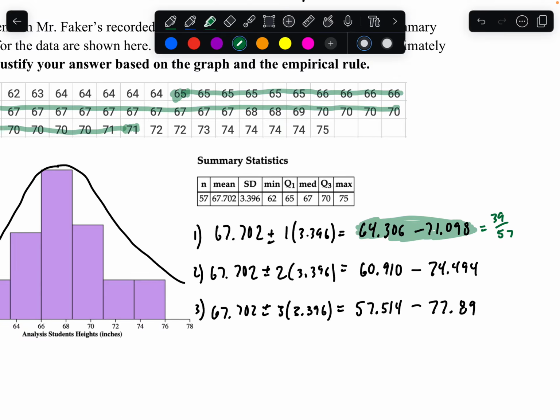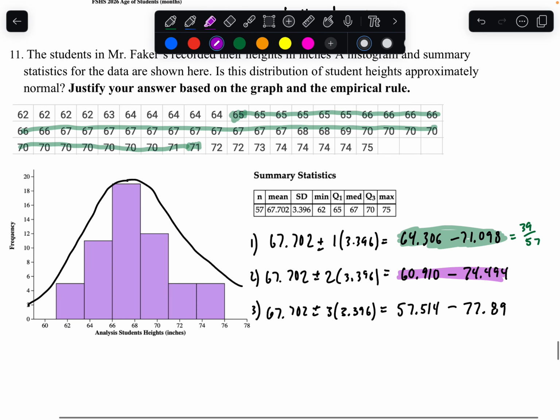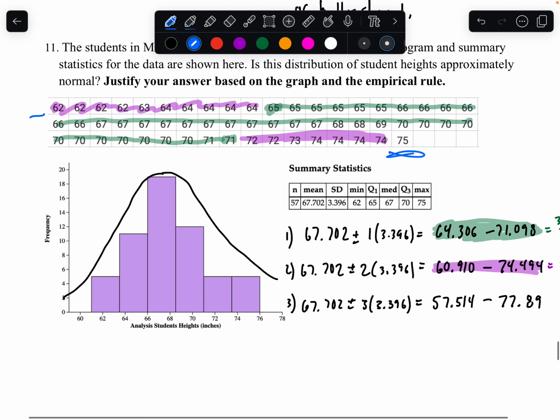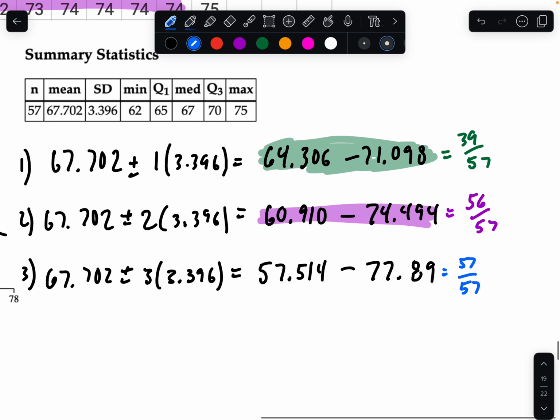And I want to do a similar thing with the next interval. So I want to figure out what percent of students fall on here. So bigger than 60.9, which all of these students are. Less than 74.4, which is going to be here. So everybody but 1. So that would get me down to 56 out of 57. And the last interval from 57 to 77. So everybody's shorter than 77 inches, everybody's taller than 57 inches, so that's everybody there. And so obviously that's 100%.